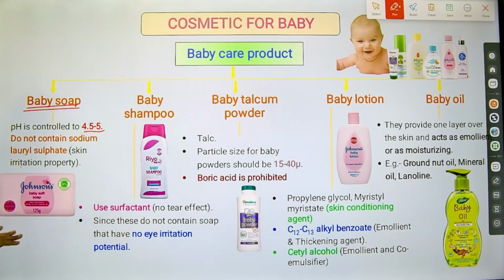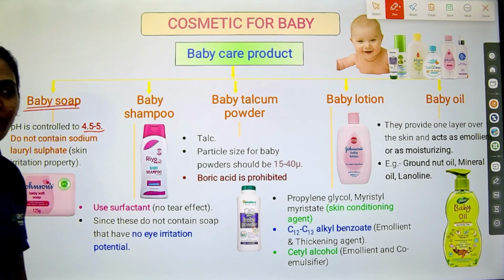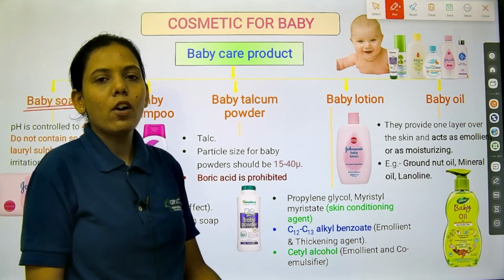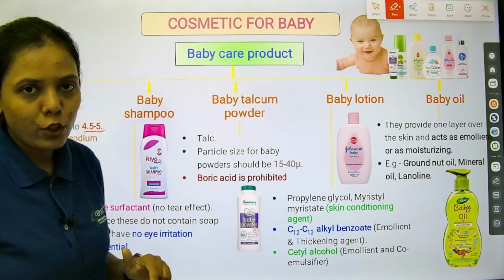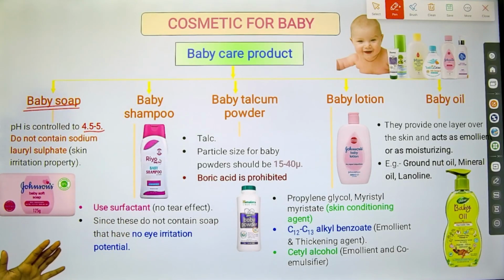So for the skin irritation property, generally very famous is the Johnson baby soft soap. Then we have baby shampoos. They use surfactants which will have a no tear effect. No tear effect is because these shampoos do not cause tears or irritation to the eyes. They do not have this potential, so we call it no tear effect. So use surfactants which have no tear effect.